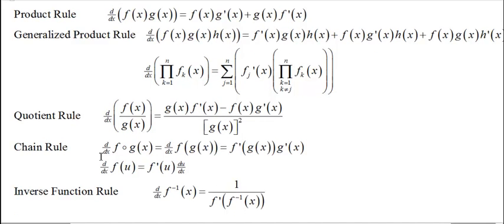The chain rule kind of permeates everything. It says if we're taking the derivative of a composition, f composed g of x, that is the derivative of f of g of x, that's f prime evaluated at g of x times g prime evaluated at x.